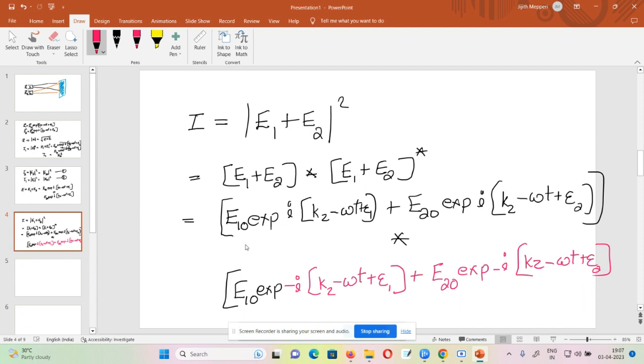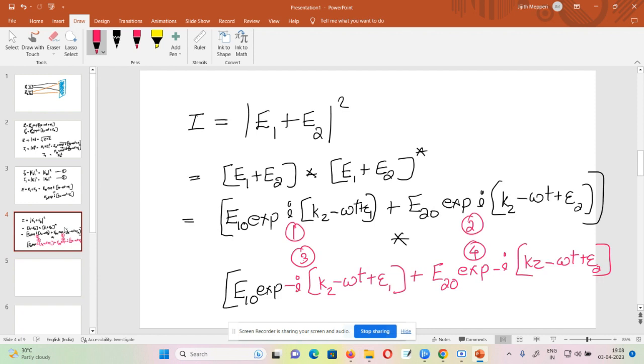Now how many terms are there? One term, second term, third term, fourth term. Now you are going to multiply all the combinations. The first will multiply with the third and fourth, so 1 into 3 plus 1 into 4 will be there. Then 2 into 3 plus 2 into 4 will be there. Total four terms will be there.